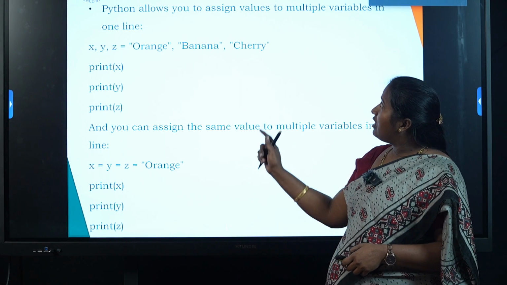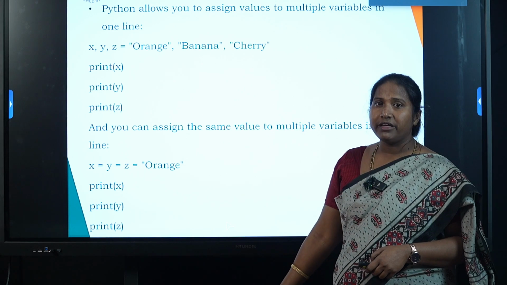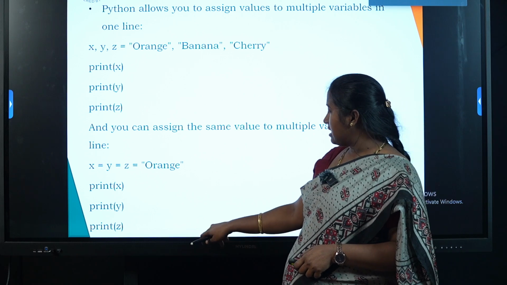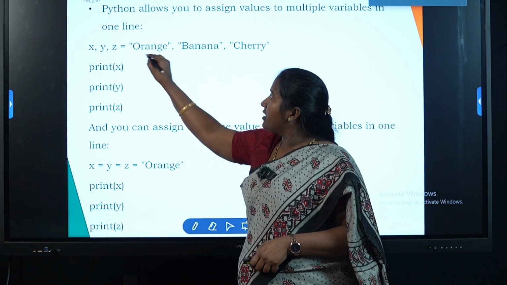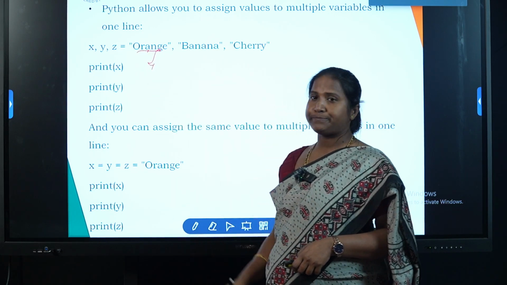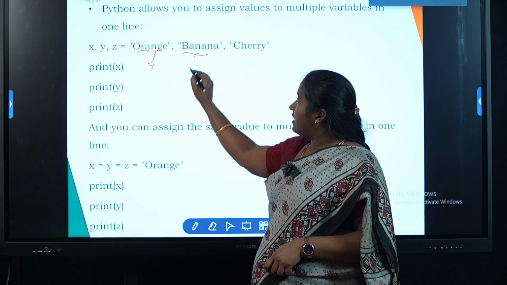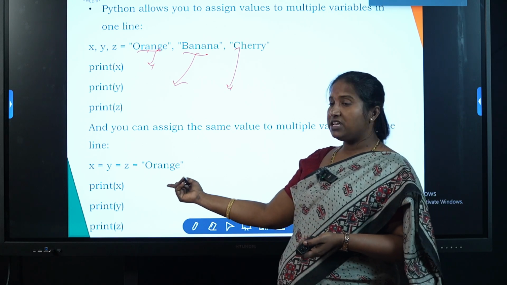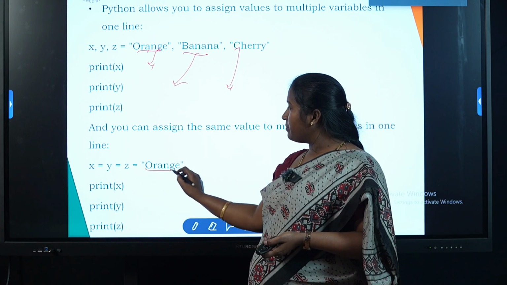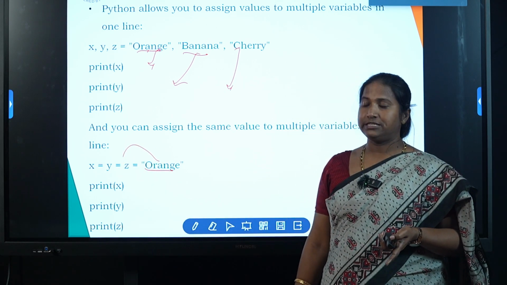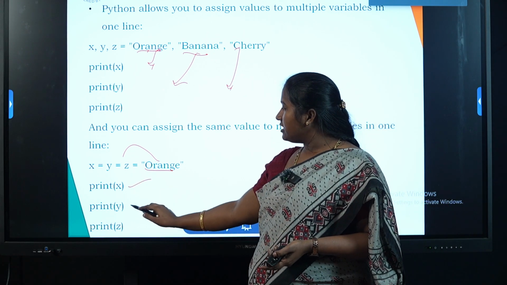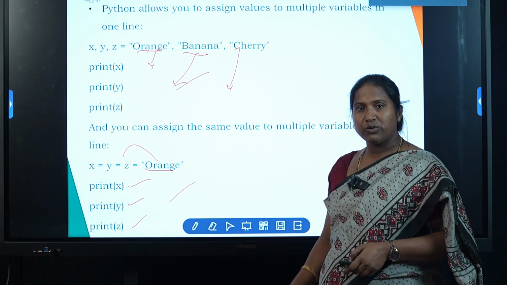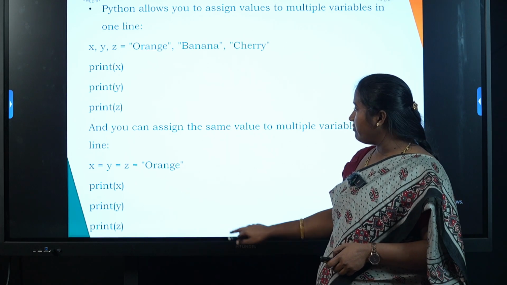And Python allows you to assign values to multiple variables, which are x comma y comma z. If I give print x, the first name will be orange, I can see it as the printout. Banana will be the y value, cherry will be the z value. And you can see this also, that one value can be given to multiple variables. So print x equal to orange, y orange, z is orange. This is legal, and this is also legal with respect to Python variables.